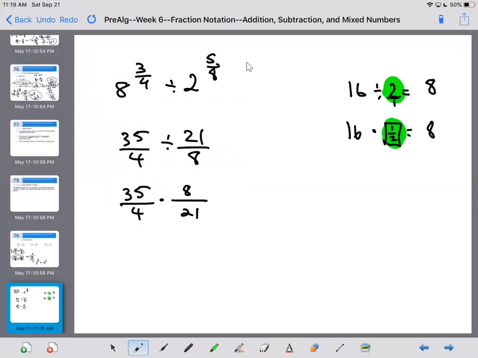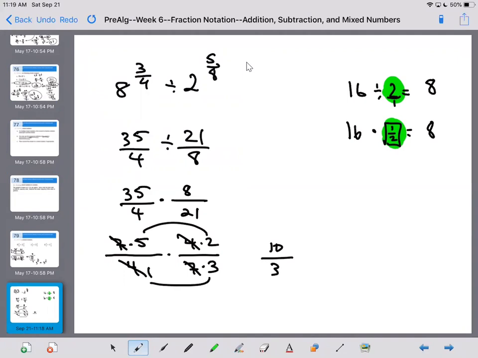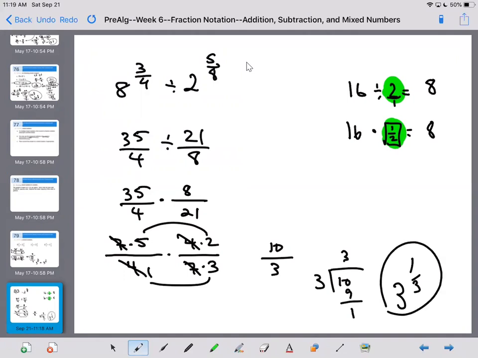Now, what I would encourage you to do is look at common factors that you can divide out. So 35 would be 7 and 5. And here we've got 4 and 8 would be 4 times 2, and 21 would be 7 times 3. You can diagonally simplify as well, so these 4s will divide out, and these 7s will divide out. So what you're left with is 5 times 2 is 10, and 1 times 3 is 3. So you have 10 thirds, which is the same as 3 and 1/3, which is what we found right over here.